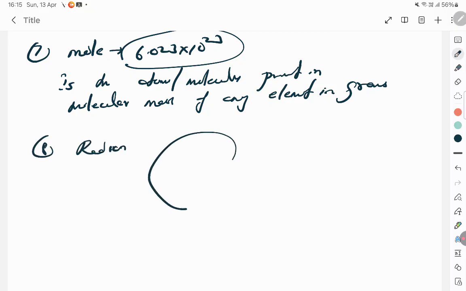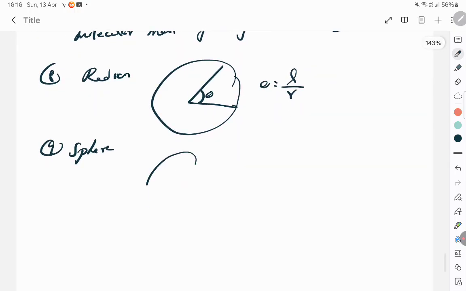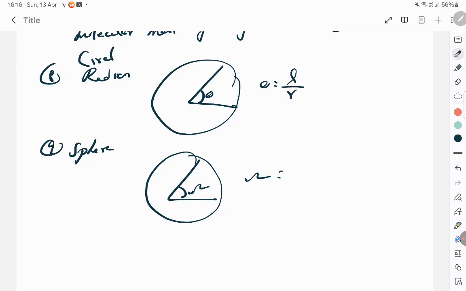Radian, you already know, in a circle the central angle is called radian, and you know theta is equal to L by R. Now in a sphere the central angle is called steradian. If you take a football, the central angle is called steradian. Write it like omega. It's called steradian. In a circle it's radian; in a sphere it's called steradian.